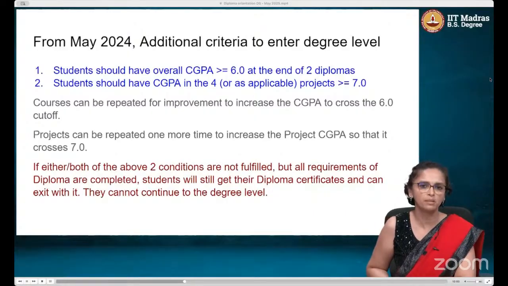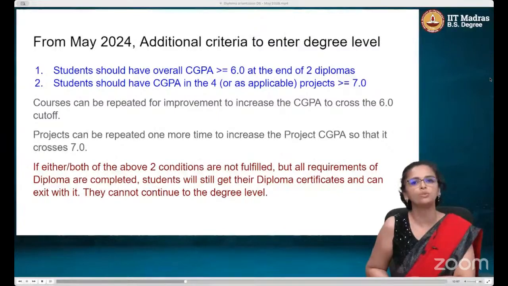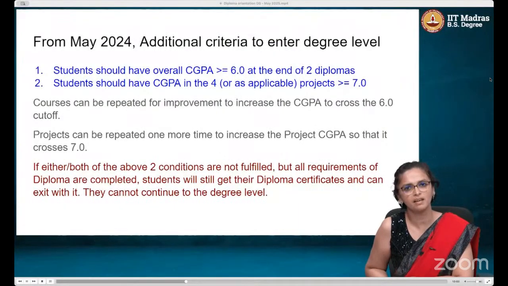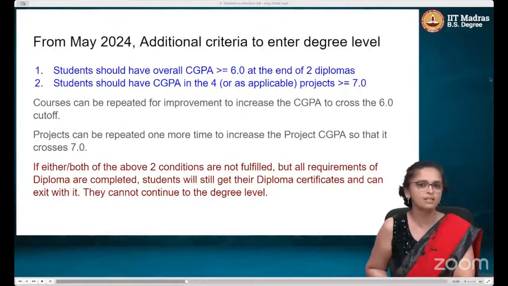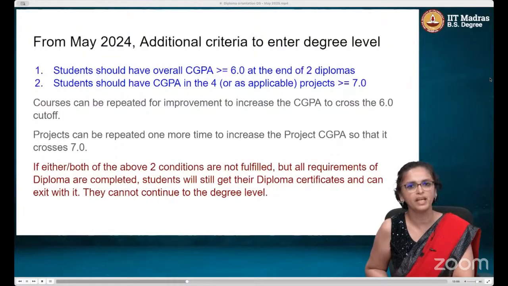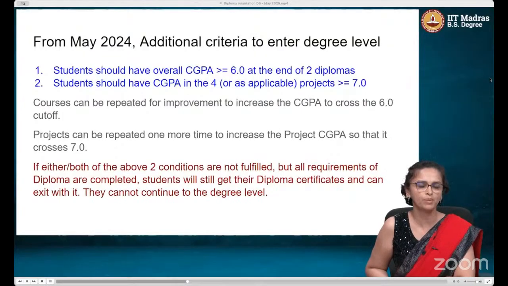You will have to repeat maybe one or more theory courses so that you can improve the grades in that and your CGPA crosses the 6 mark. And in case your project CGPA is not greater than 7, then you can repeat the projects once more to get a better grade and to cross this cutoff.